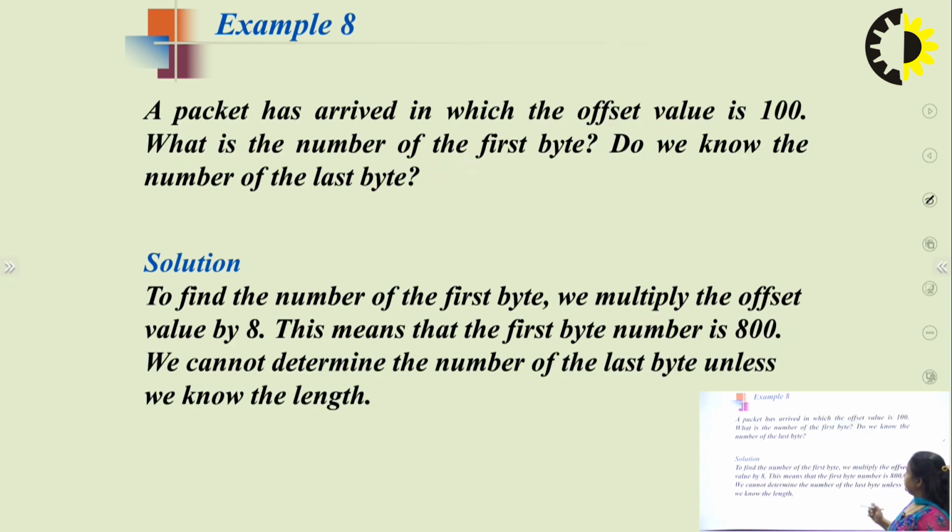The last example we are going to talk about: a packet has arrived with the offset value that is 100. Suppose you get a packet, and its offset value is 100, then what is the number of the first byte? Do you know the number of the last byte?